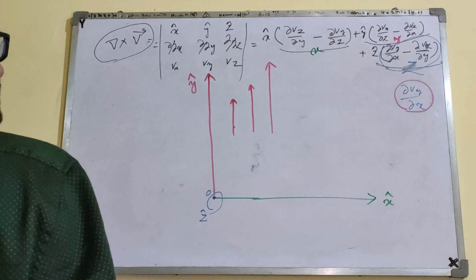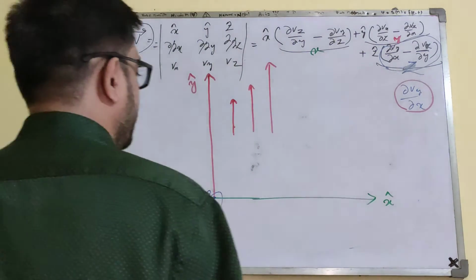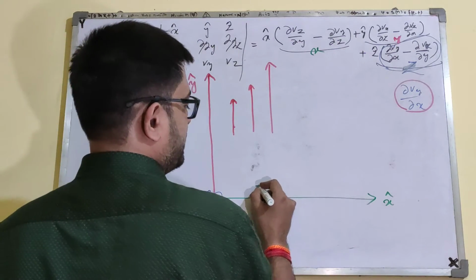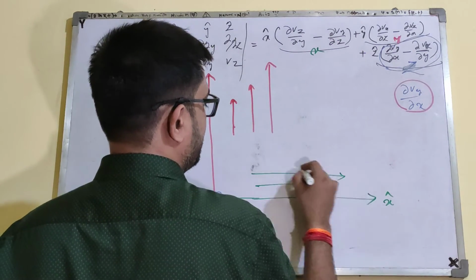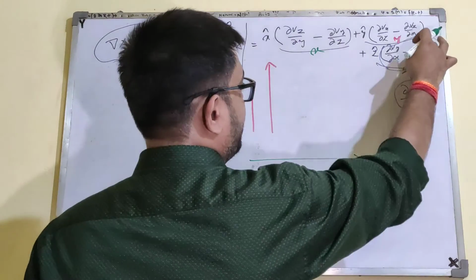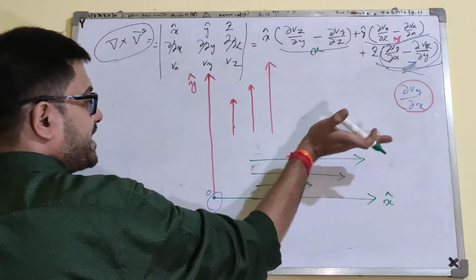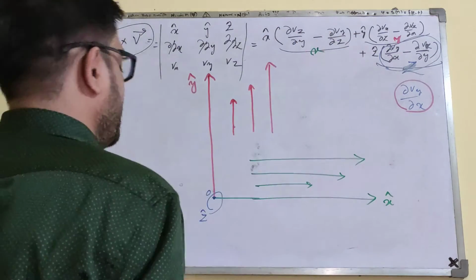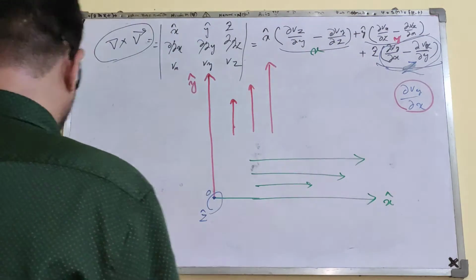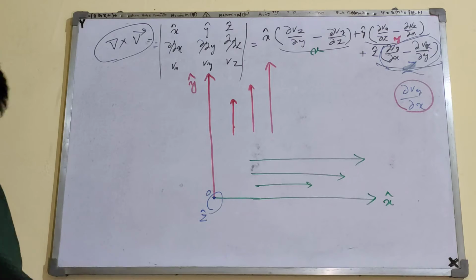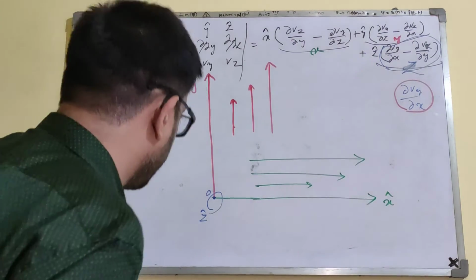And then del vx by del y. The vx part is in green, so vx is increasing. As y is increasing, our Vx's are also increasing. Okay, now look at this. Look at this particular thing. It's a very beautiful thing to see.